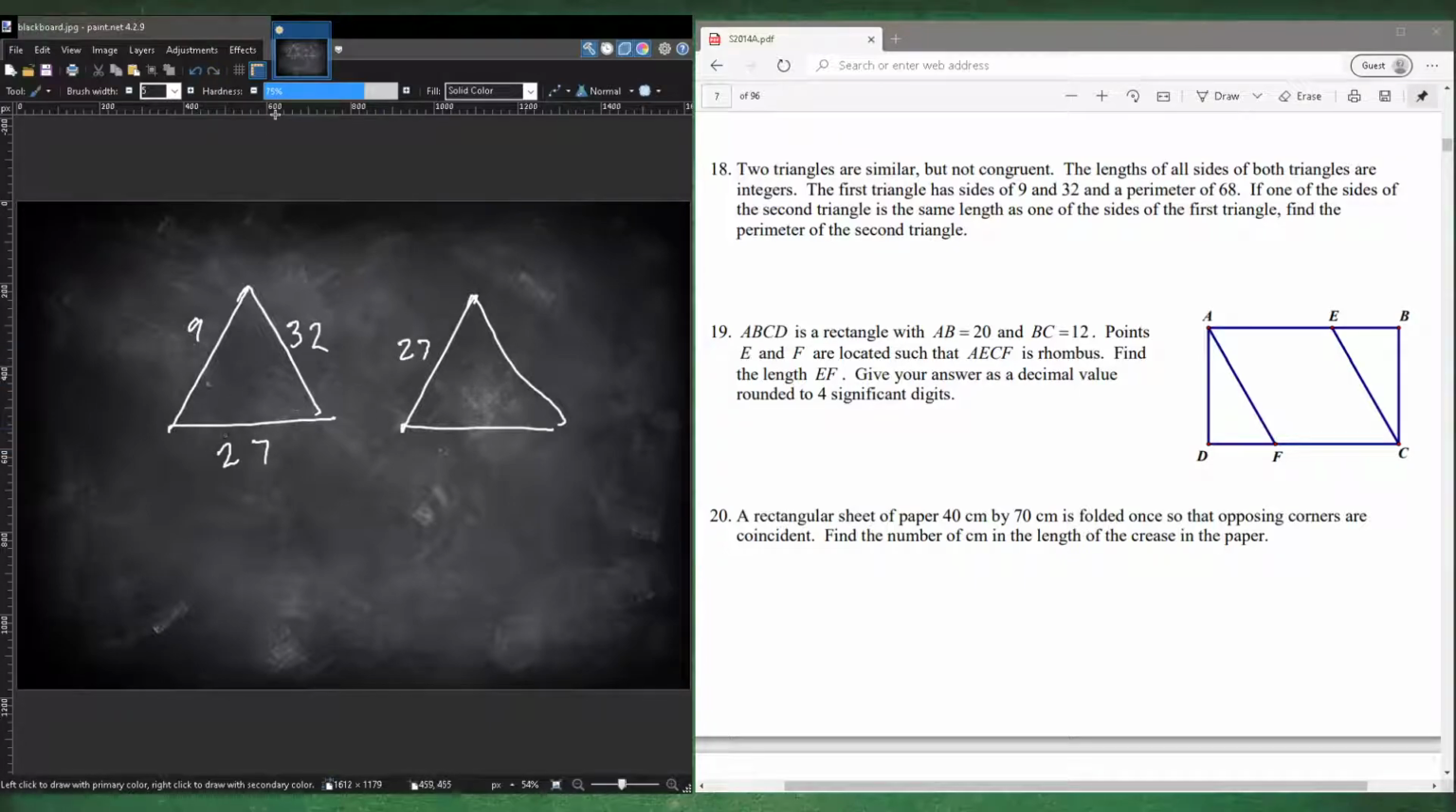And it works because an integer multiplied by an integer is going to be an integer. Because 27 is scaled up by 3 from 9. So it's just the perimeter of this triangle multiplied by 3 to get the perimeter of the second. So the perimeter of the first is 68, multiplied by 3, and that makes 204. And that's your answer for number 18.